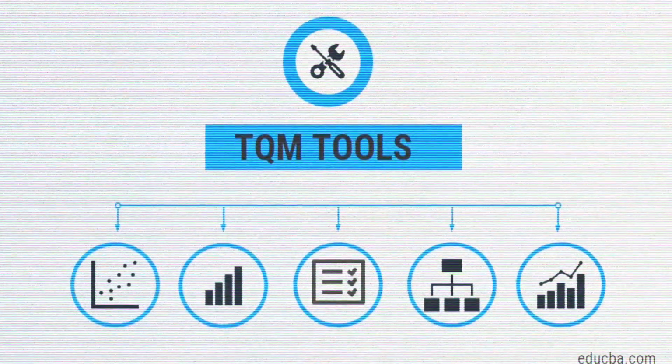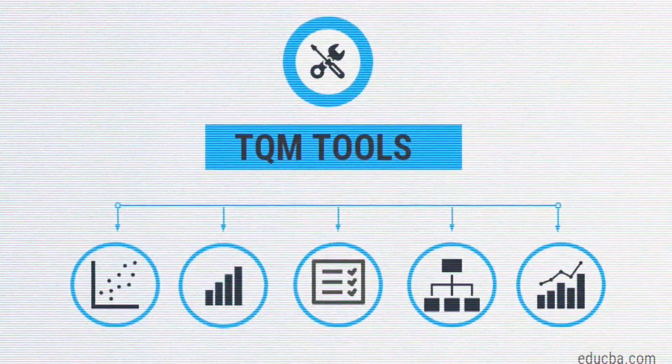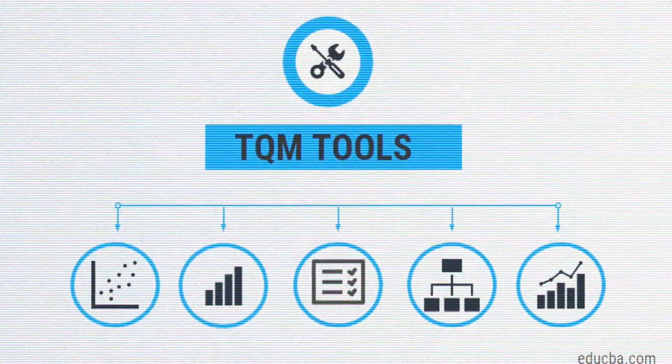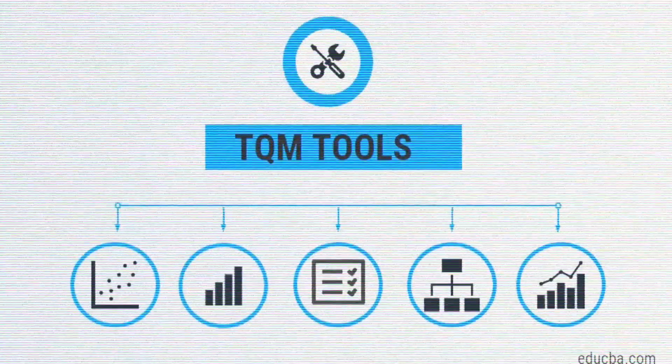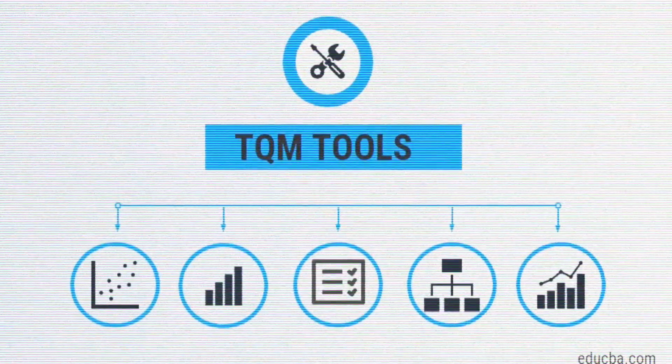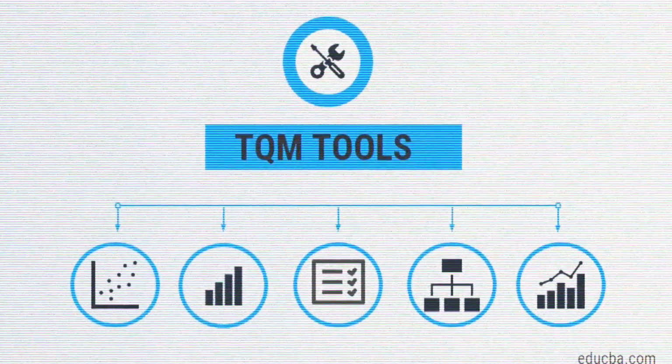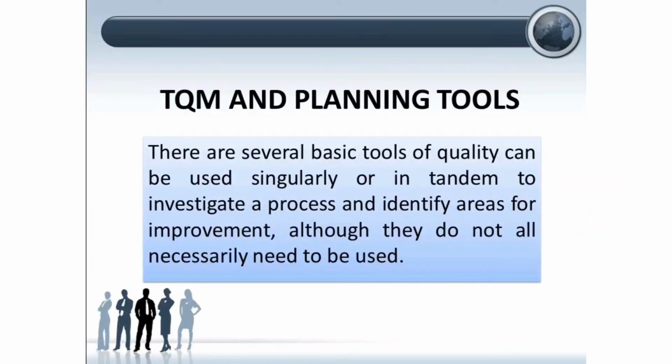TQM and planning tools. The objectives of this topic are: identify quality tools for planning, illustrate application of each quality planning tool, apply planning tools in quality problems. There are several basic tools of quality that can be used singularly or in tandem to investigate a process and identify areas for improvement, although they do not all necessarily need to be used.